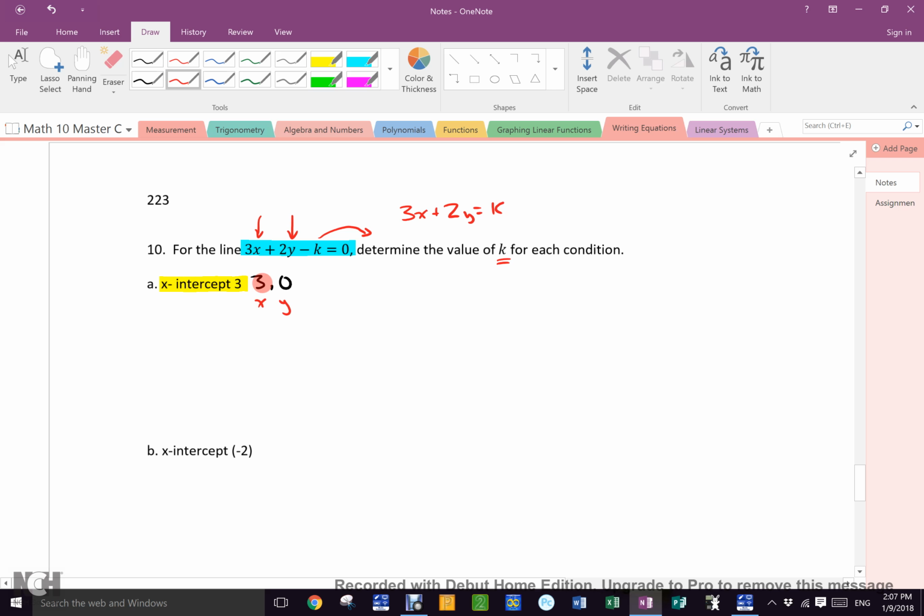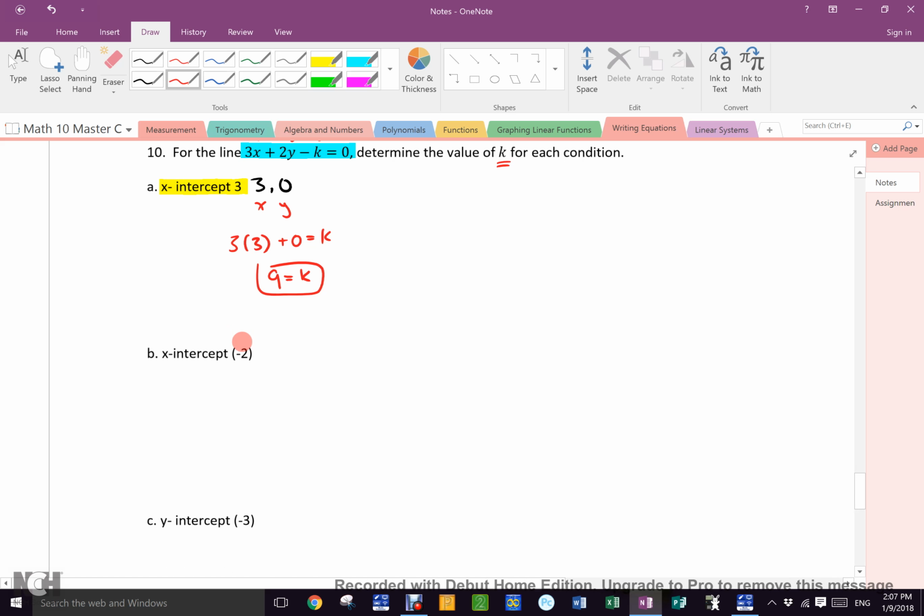Well, x is 3, so what do I write there? 3 times 3. Y is 0. What happens to that? It drops out. Plus 0 equals k. What's 3 times 3? 9 equals k. That's easy. Damn right. Do the rest of that page.